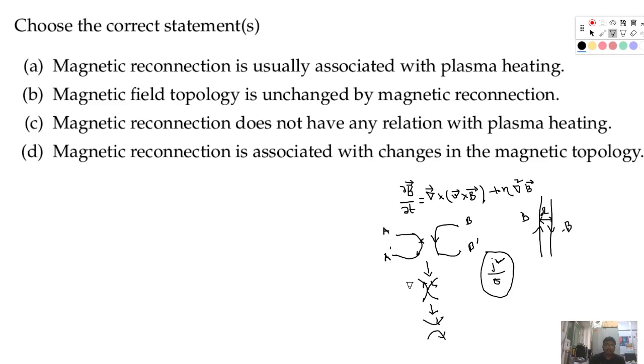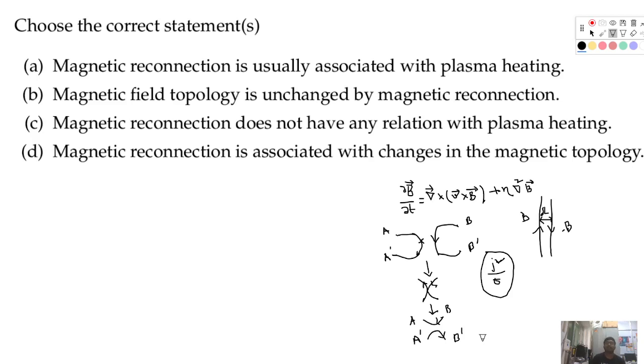So what happens when you have this? So you have A, you have B, right? And then you have A prime and you have B prime. Okay. So now you see the foot points, or the connectivity of the field lines, are changed from the initial connectivities. So this is the change of magnetic field topology.